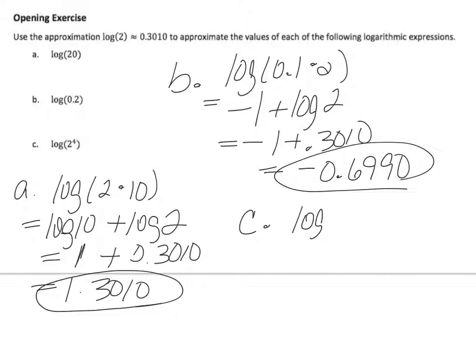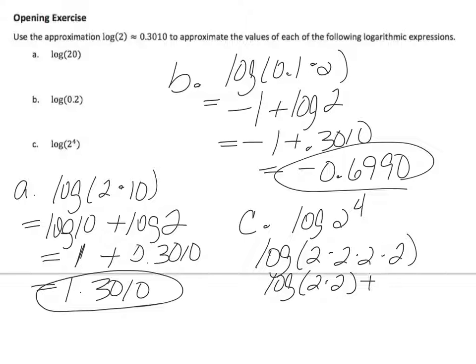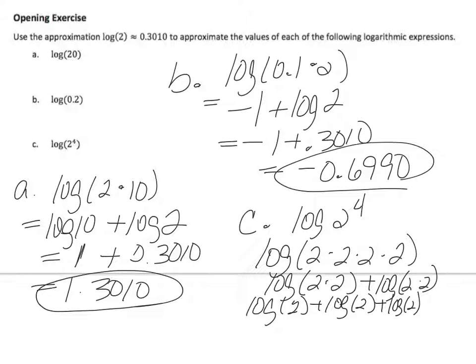And then that last one, log of 2 to the 4th, that is the same as log of 2 times 2 times 2 times 2, which I can break down further. Yes, you see the tedious way I'm going at this, which looks just silly awful. I'm out of room. Okay, that equals 0.3010.